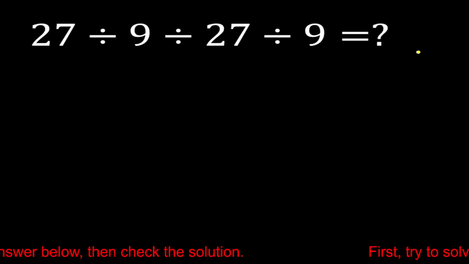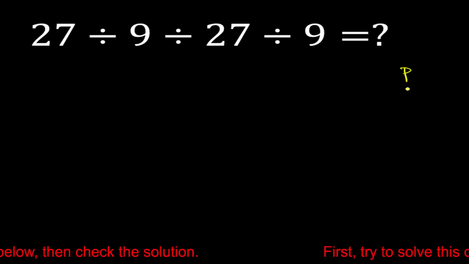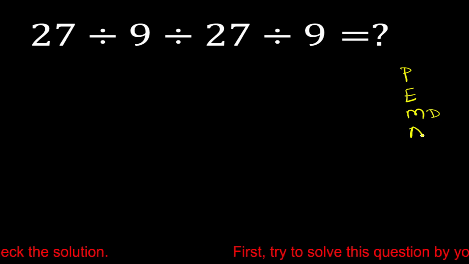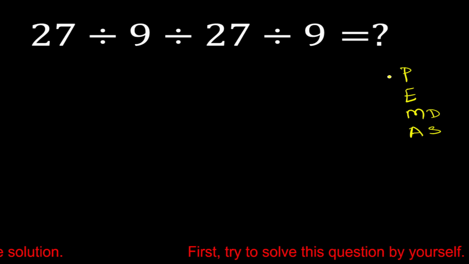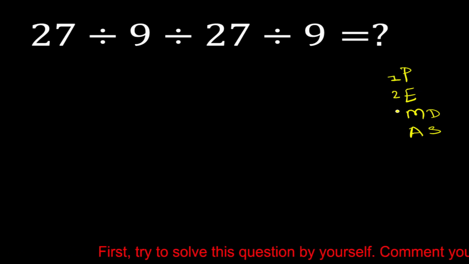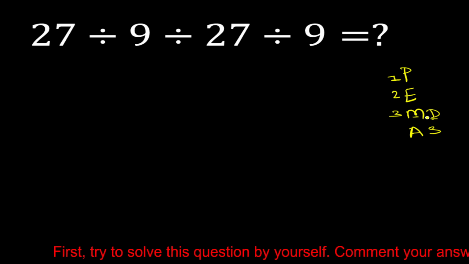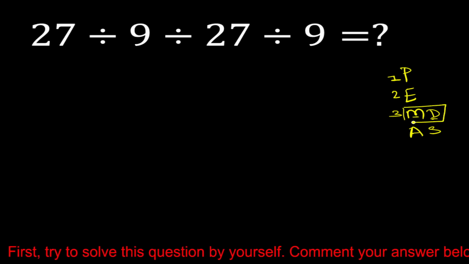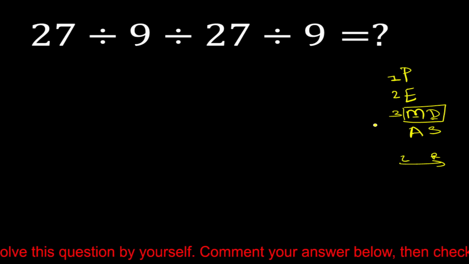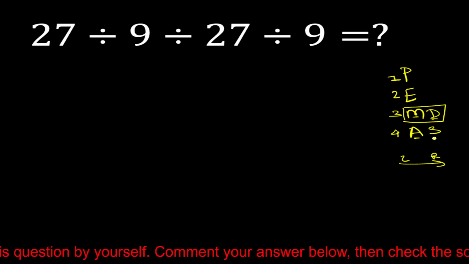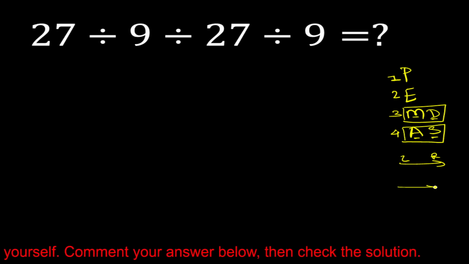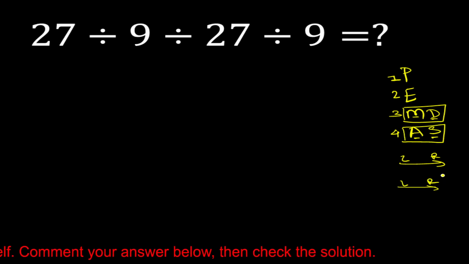Okay, PEMDAS: P, E, M, D, A, S. According to PEMDAS, first priority is parenthesis, second priority is exponents, third priority is multiplication and division. Here multiplication and division both have equal priority, so we have to solve it from left to right. Then the fourth and last priority is addition and subtraction. Addition and subtraction also have equal priority, so we have to solve it from left to right.